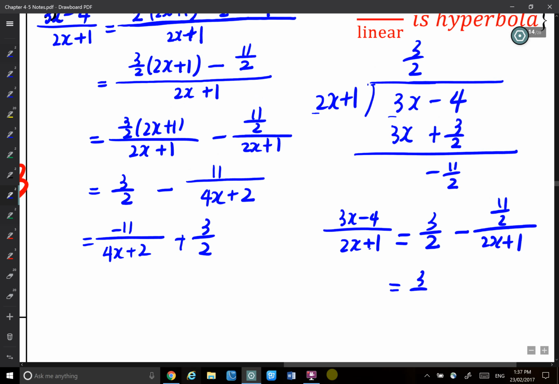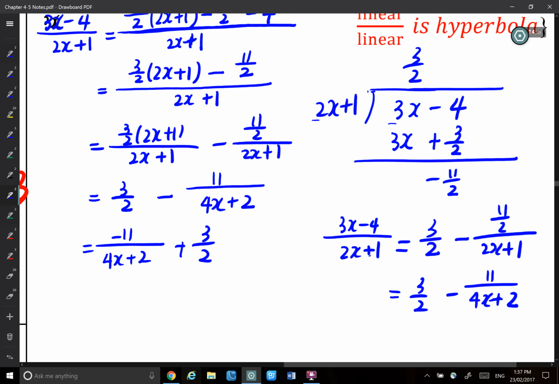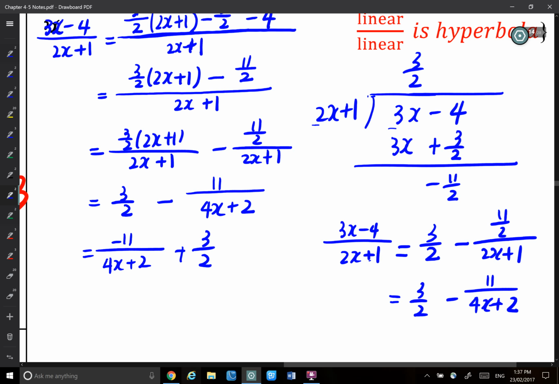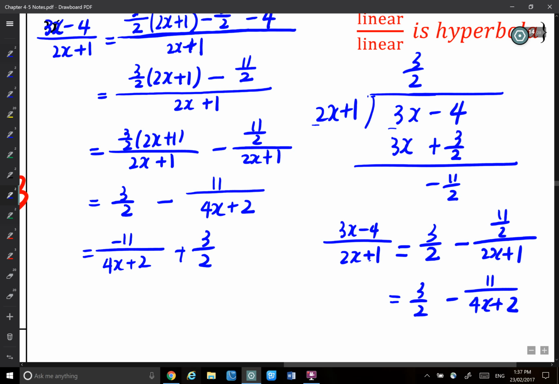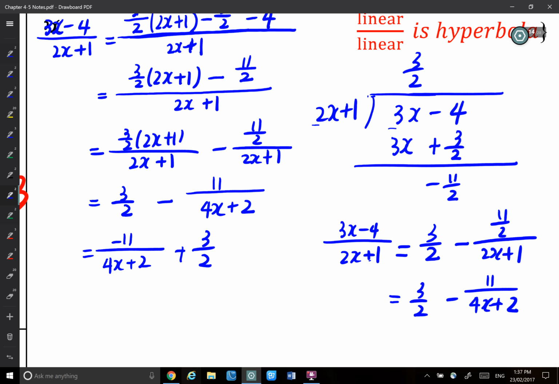And that is 3 over 2 minus 11 over 4x plus 2. That will be the same. You can choose your own method. Long division is also easy to make mistakes in. For example, if you subtract the negative, that will be a plus. So just be careful about that.